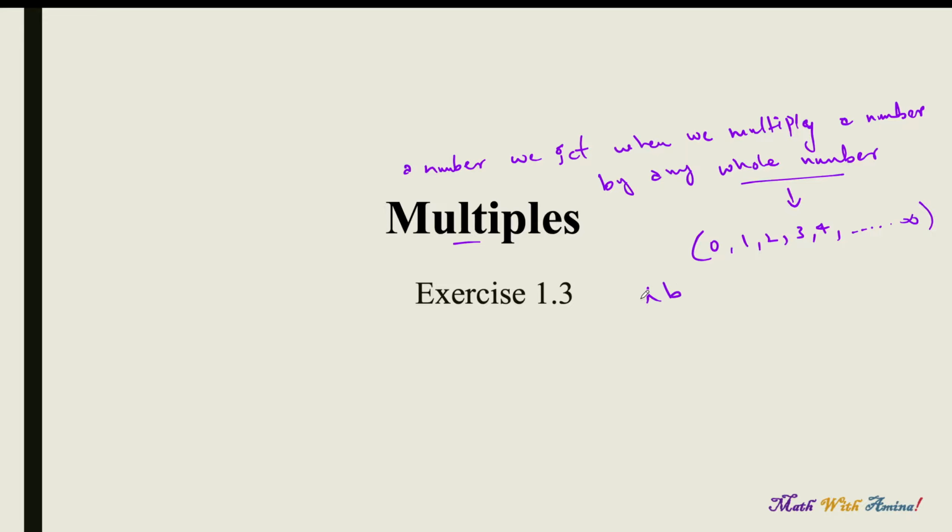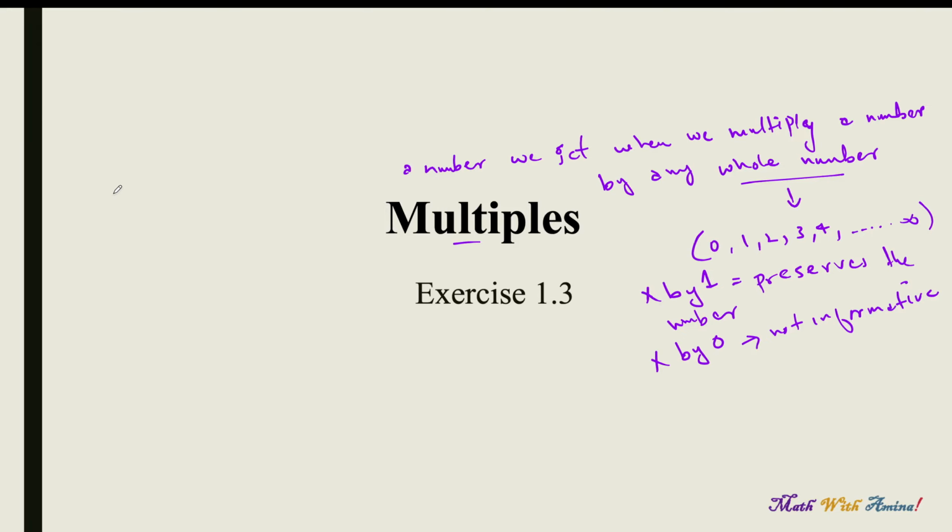Because multiplication by 1 preserves the number, whereas multiplication by 0 collapses everything, or we can say that it is not informative. Anything multiplied by 0 is equal to 0. So for learning patterns, 1 is the natural starting point rather than 0. Now, as we mentioned, it is a number we get when we multiply a number by any whole number.